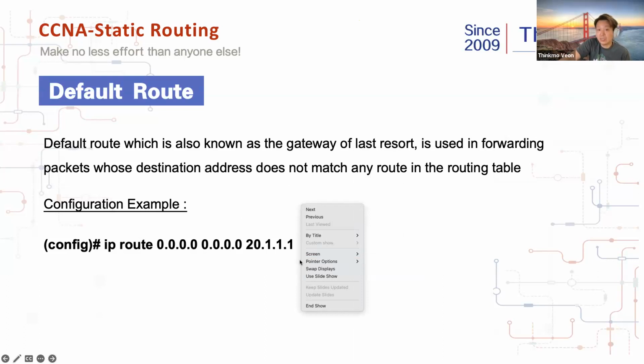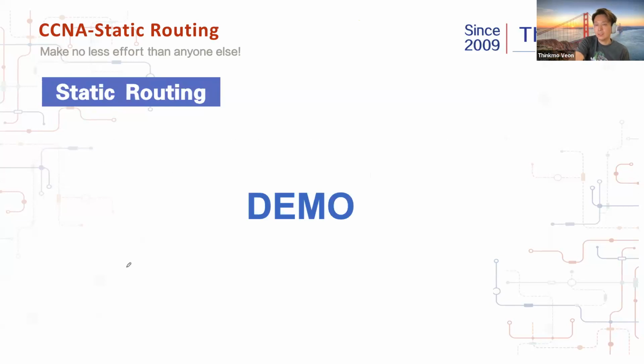Last resort means that when the router cannot find any other better route, it will choose the default route to forward the packet out, using the next hop. Okay, any question? Default route? It's commonly used at the internet router. Okay, so if no question, I can proceed to do the demo.